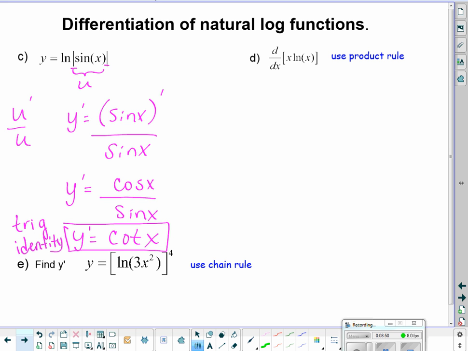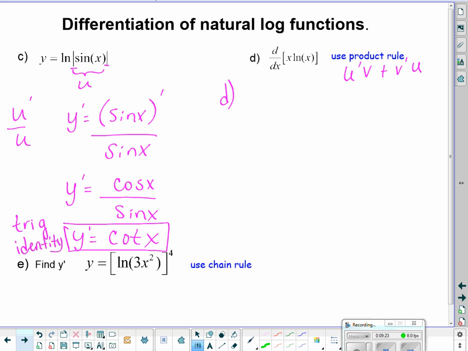All right, letter D. Oh, little hint going on this one. Use the product rule. Why must I use the product rule? Well, I have x times natural log of x. That describes a multiplication scenario. So let's go into our good old product rule. Derivative of the first times the second plus derivative of the second times the first. Or some of you have memorized it as u prime v plus v prime u. That's what we're after here.